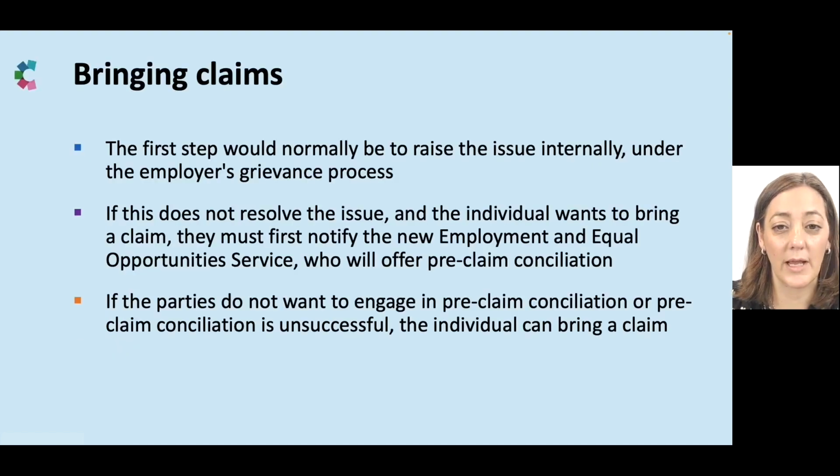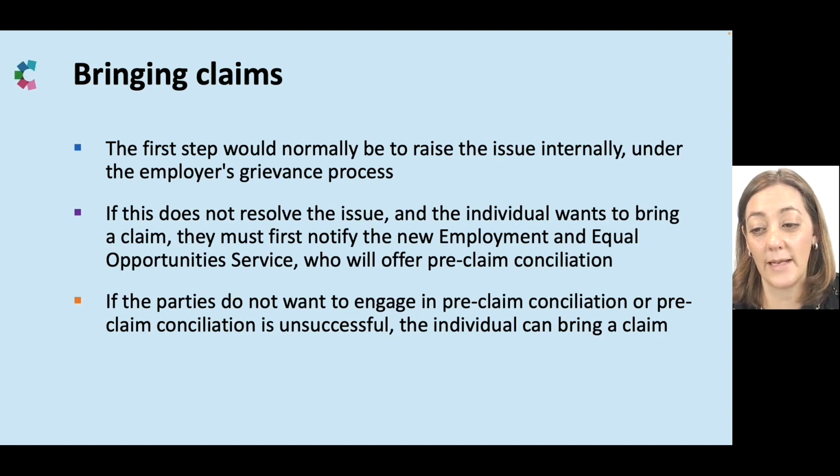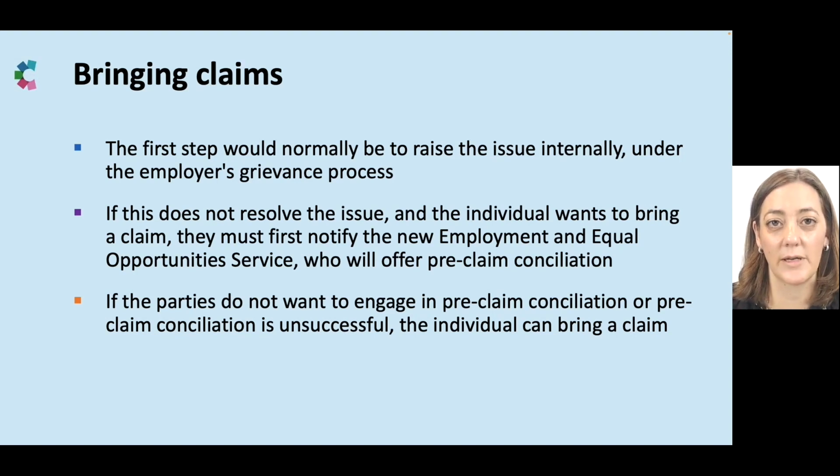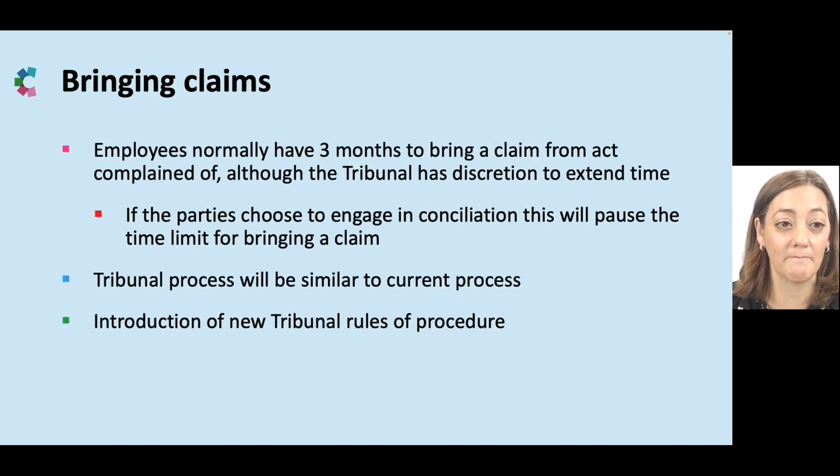So if someone were to bring a claim, as we've said, the first step would normally be to raise the issue internally under the employer's grievance process. But if this does not resolve the issue and the individual wants to bring a claim, they must first notify the new Employment and Equal Opportunities Service, who will offer that pre-claim conciliation. And as I've said, it's important that both parties need to be prepared to engage in that conciliation process for that process to take place. If the parties do not want to engage in pre-claim conciliation or pre-claim conciliation is unsuccessful, the individual can then move on to bring a claim.